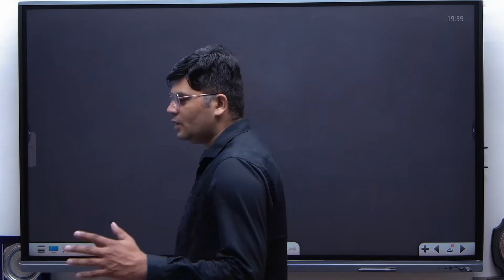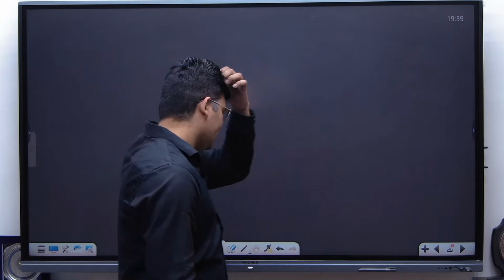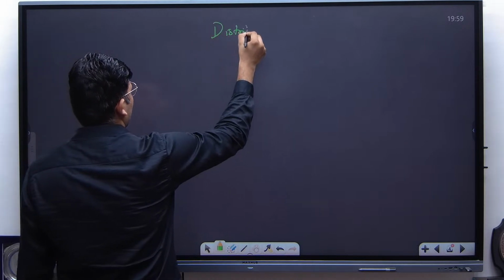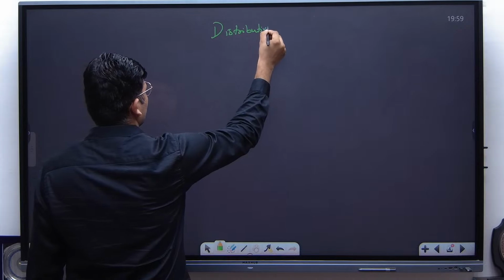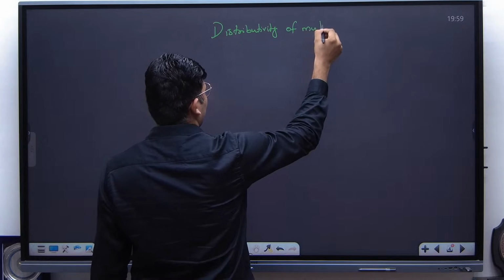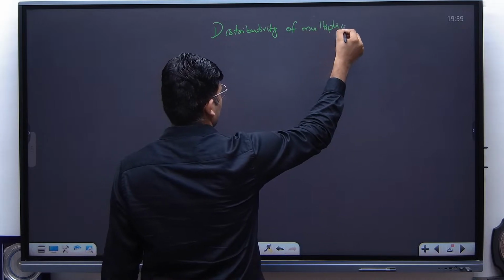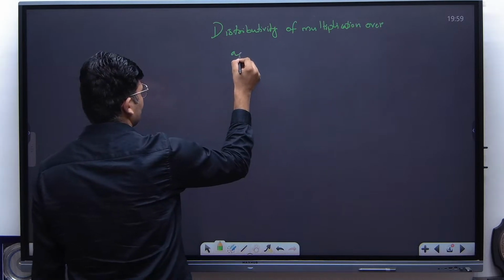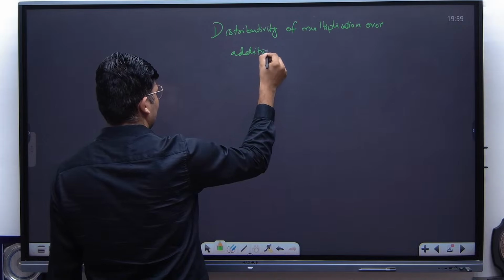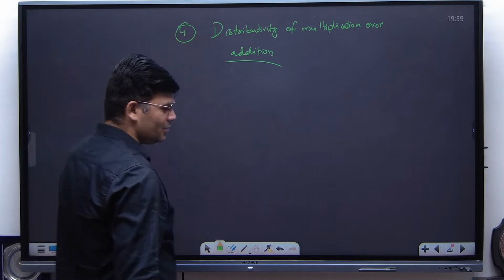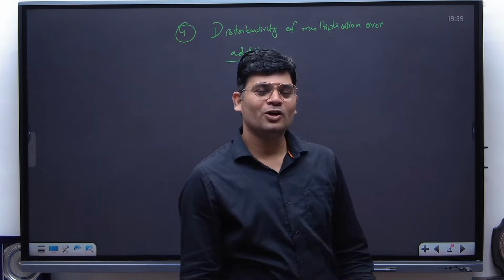Okay, so we learned three properties: closure, commutative, and associative. Now the next property is the distributive property. You know what is distributive property? Distributivity of multiplication over addition. You know this? Not sure if I know. Okay. So please write it down. This is the fourth property, and a very important property.